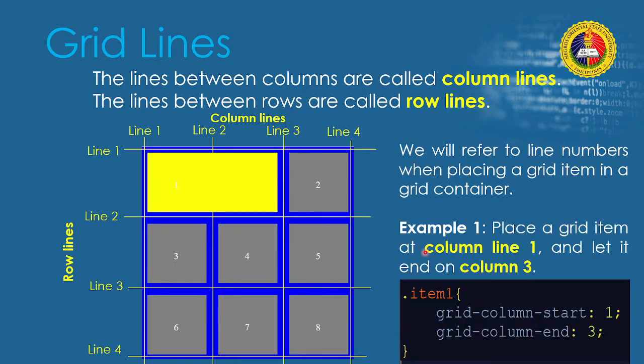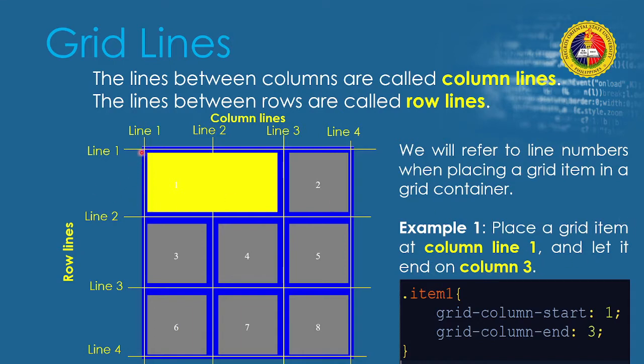So how do we do so? For example, place a grid item in column line 1 and let it end on column 3. Alright? So what does it mean? We are going to create a grid item from column line 1. So meaning we are going to start right here, and then let it end on column 3.